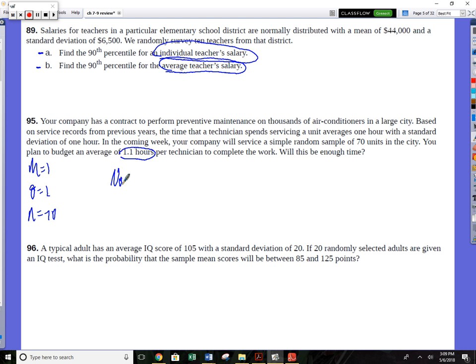You're going to do a normal CDF. We're going to go from 0 to 1.1 hours. We're going to use the same mean as the population mean, 1 hour, but your standard deviation, we're going to use 1 divided by square root 70. Punch that in. When you punch that in, you're going to get 0.7986.